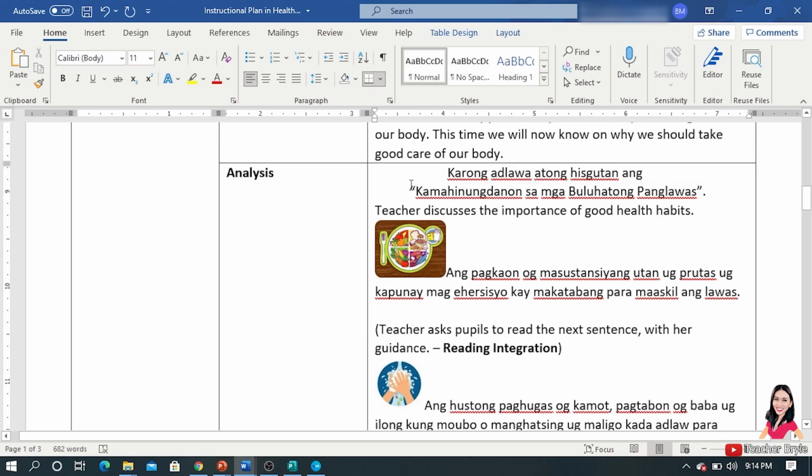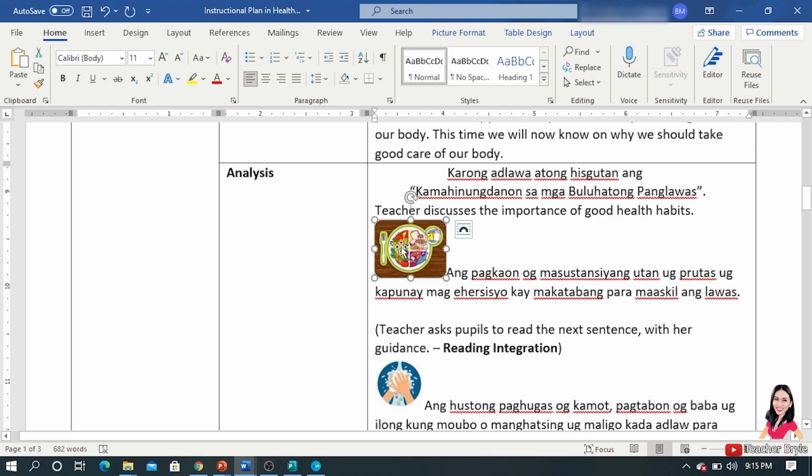Unsa man ang kamahinungdanon? So, dapat explain sa ni unsay pasabot o kamahinungdanon. So, teacher will ask the learners unsay pasabot o kamahinungdanon, giving off examples. And then here, kamahinungdanon or kaimportansya sa mga buluhatong panglawas.